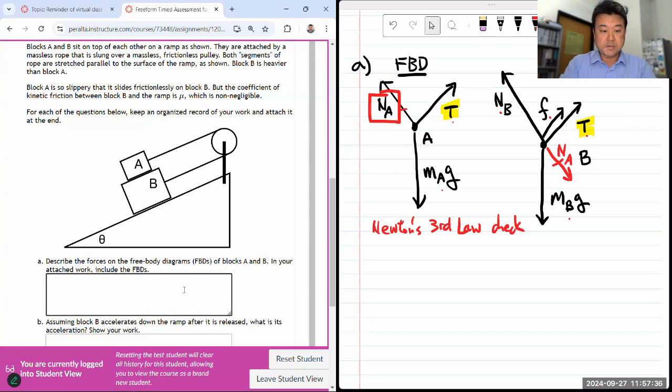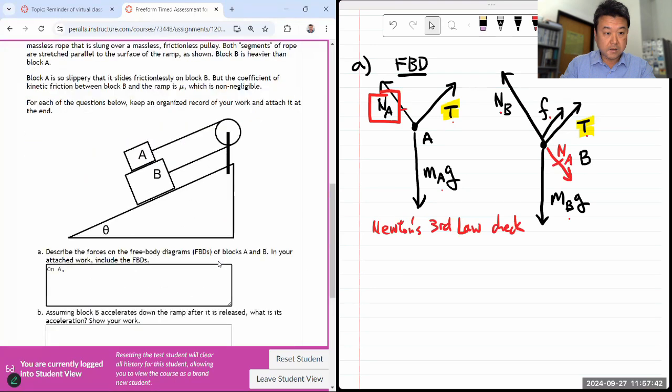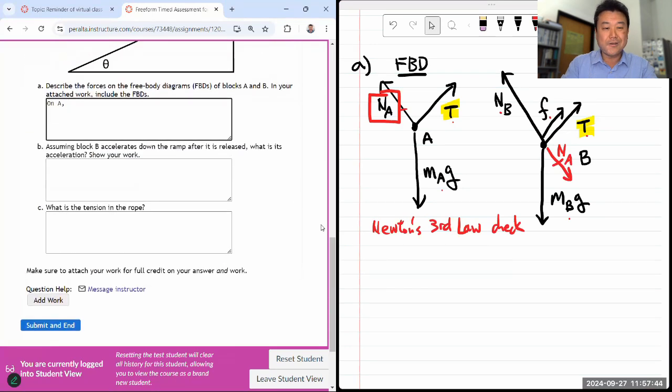So let me type this out. On A, how much time do I have? Yeah, already used 5 minutes. On A, there are 3 forces: gravity, downward, tension along string, and normal force perpendicular to ramp.